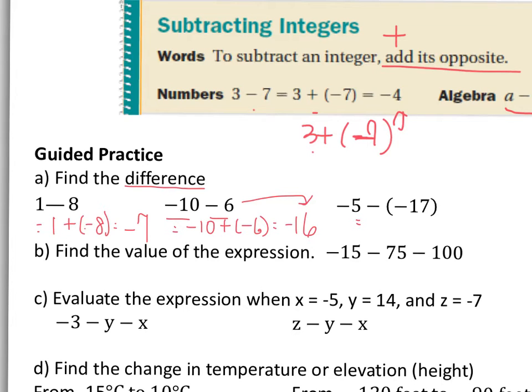And here we have negative 5 subtract negative 17. When you have this, you'll notice that there's an invisible 1 here. So negative 5, negative negative makes positive 17. Negative 5 plus 17 gives you 12.